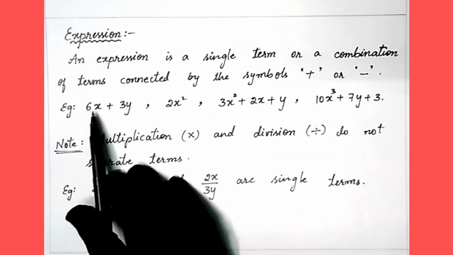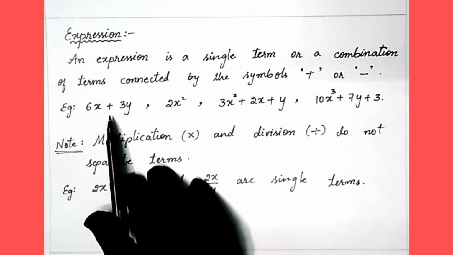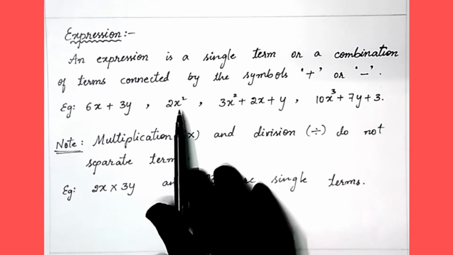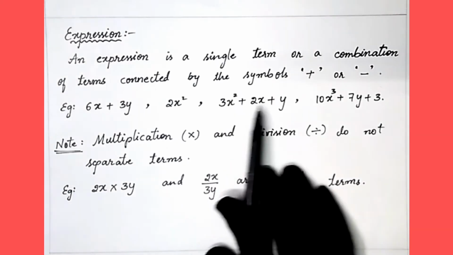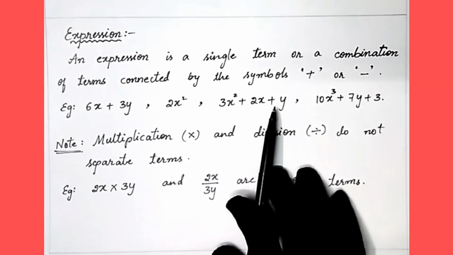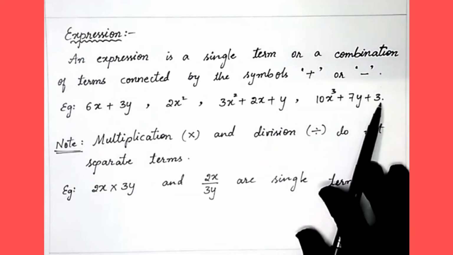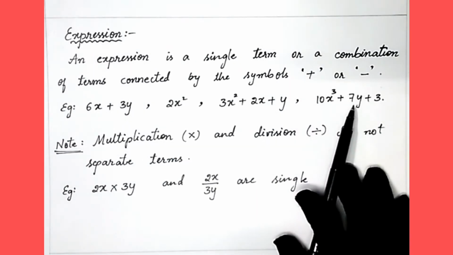Like here, 6x plus 3y. These two terms are separated with a plus sign. 2x^2. It doesn't have any sign. That means it is a single term. 3x^2 plus 2x plus y. These are the three terms which are separated with a plus sign. 10x^3 plus 7y plus 3. These are the three terms which are separated with the plus sign.